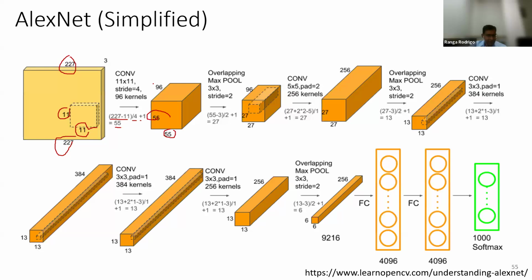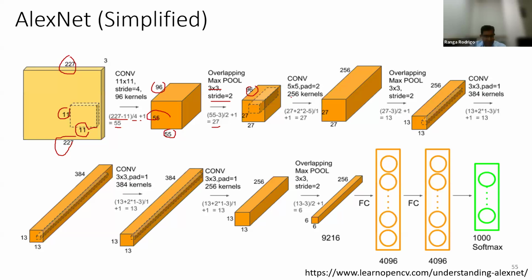And how many kernels did you run? 96 of them. Okay, that's the tensor depth, or the number of channels. And then they had overlapping max pooling. So 3 by 3 max pooling with stride 2. So 55 minus 3 divided by 2, plus 1, you get 27. Yeah, 27, and the 96 remains there. So you can see it's slightly different from the previous diagram that we had, but this is much easier to understand.